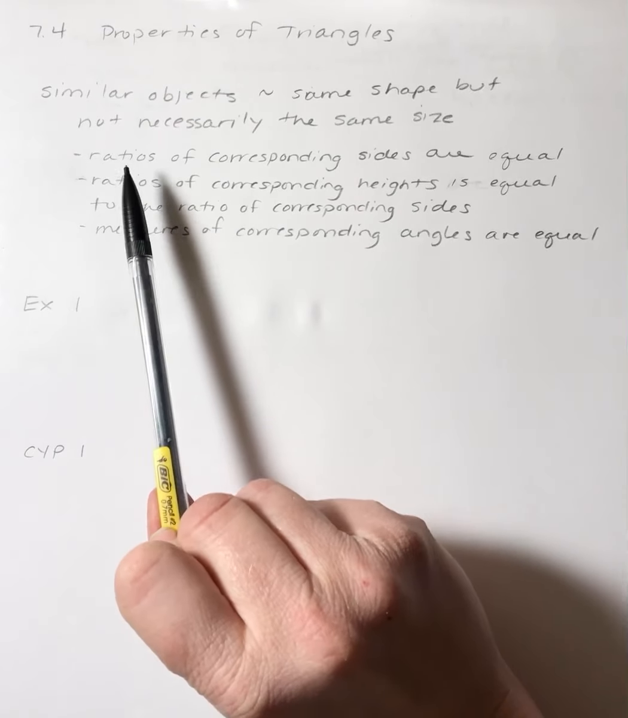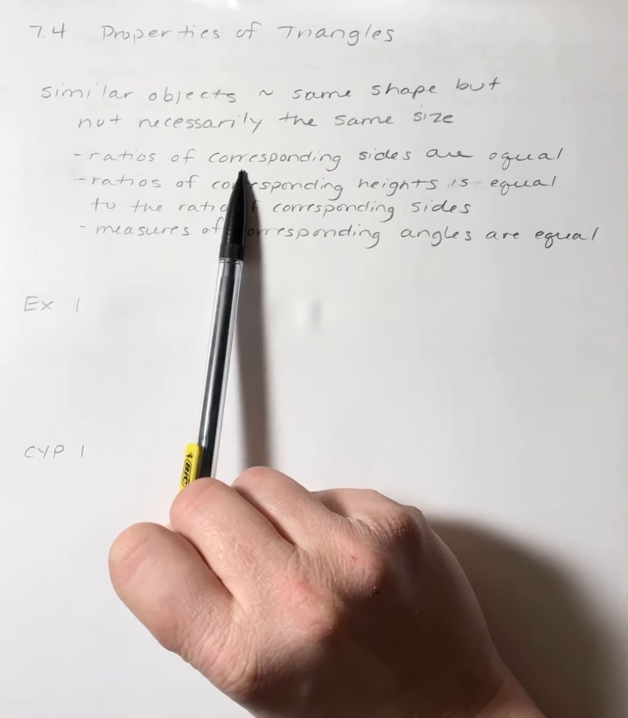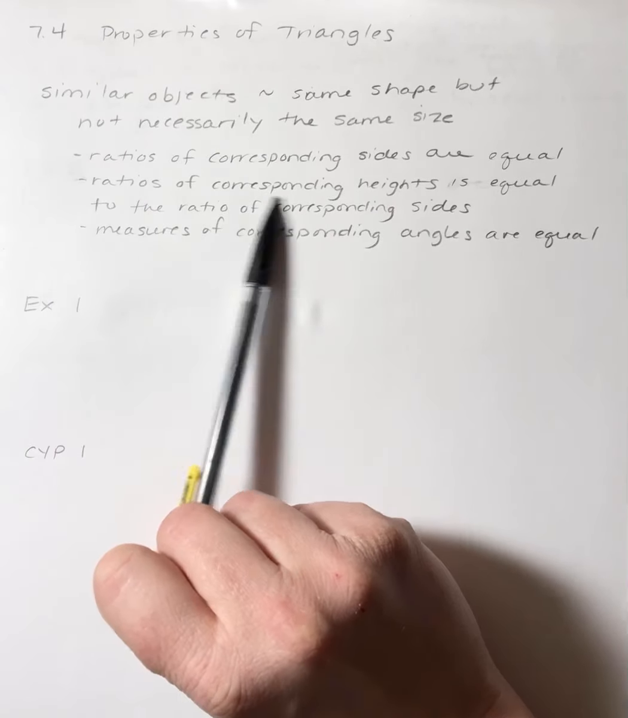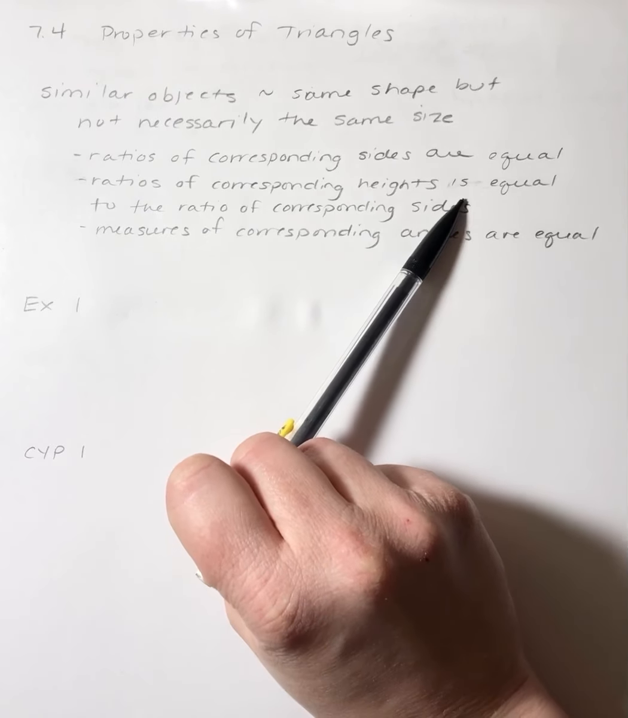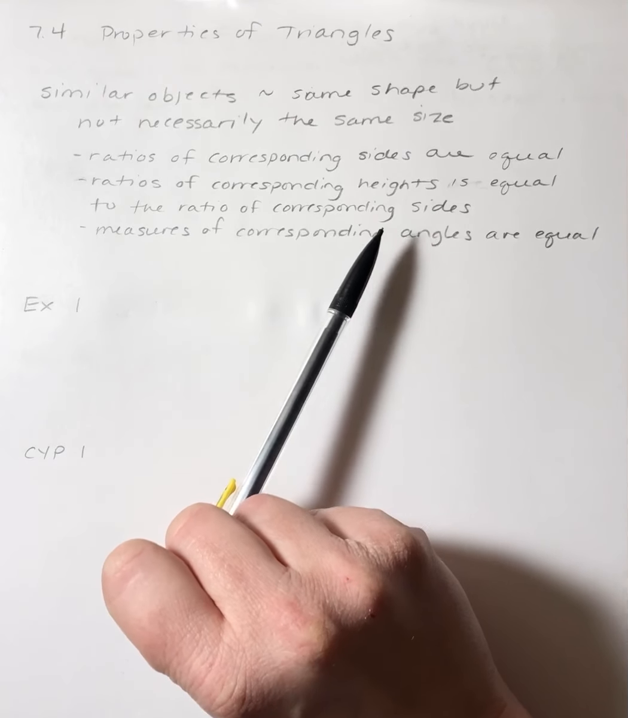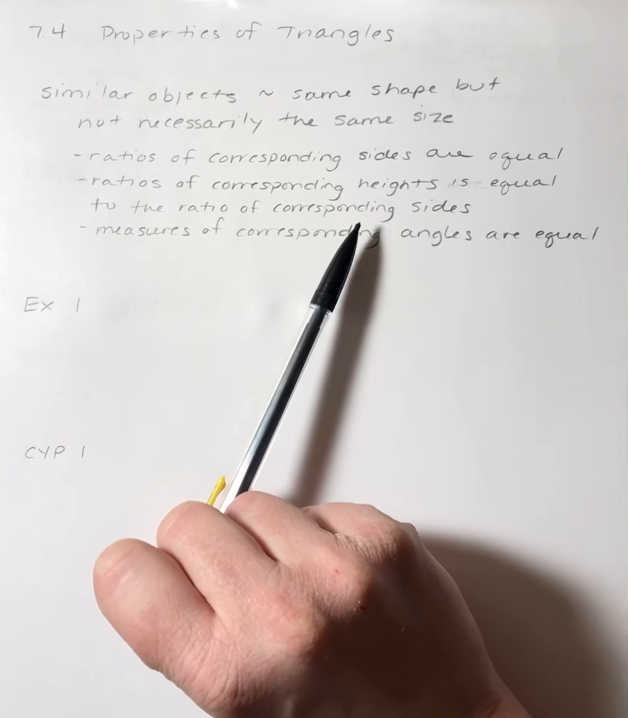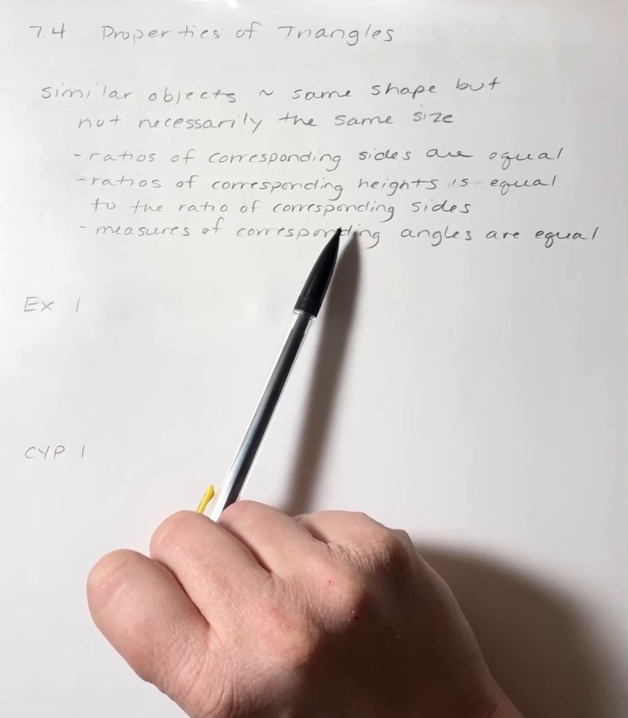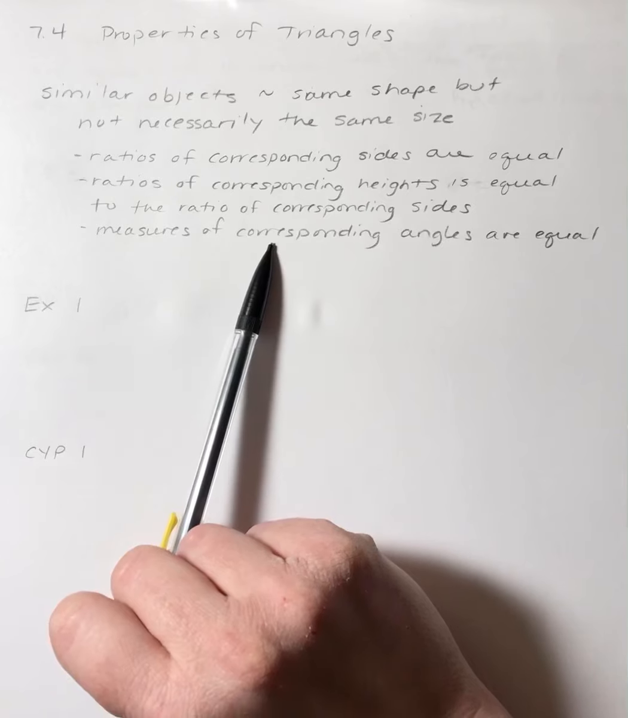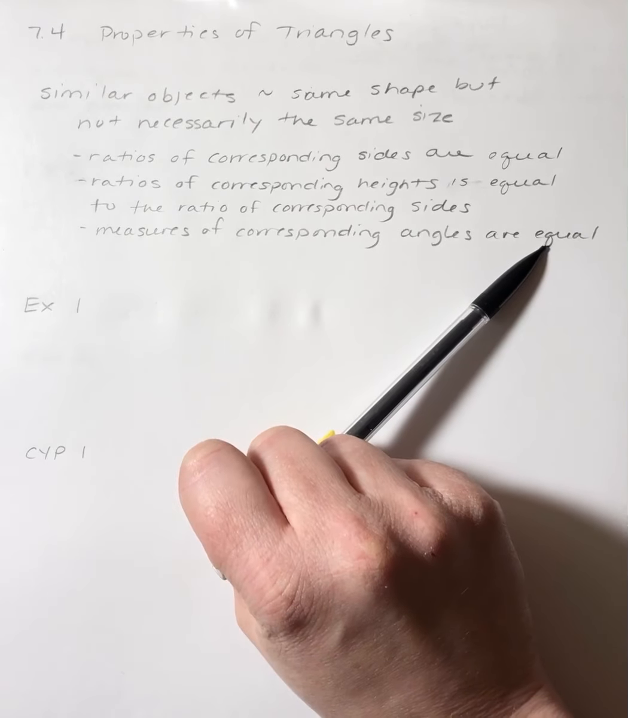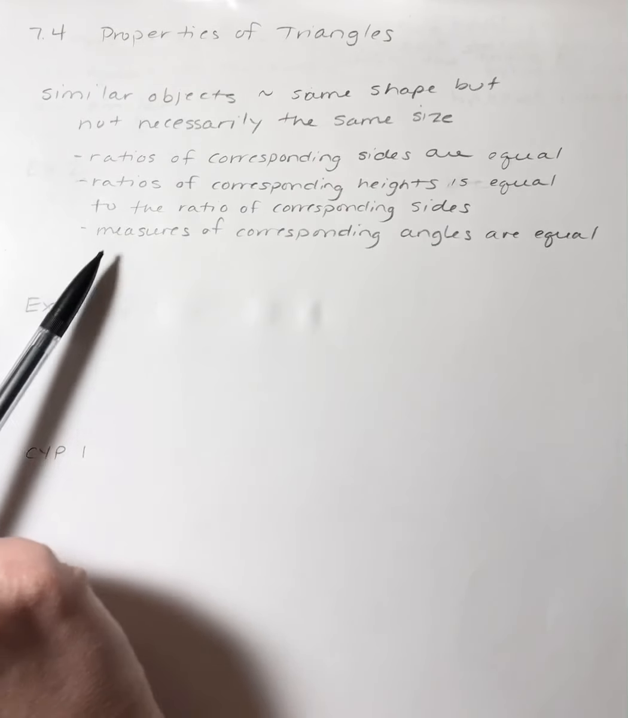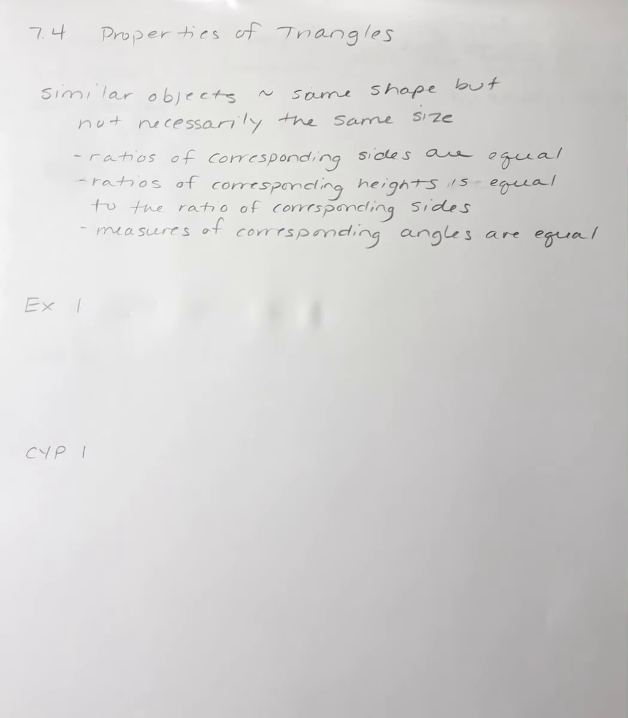Here are things about similar figures. The ratios of the corresponding sides are all equal. The ratios of the corresponding heights is equal to the ratio of the corresponding sides. So if you have two rectangles, the ratio of their sides and the ratio of their heights are all going to be the same. The measures of corresponding angles are equal. So for similar figures, sides and heights have the same ratio, but angles are equal.